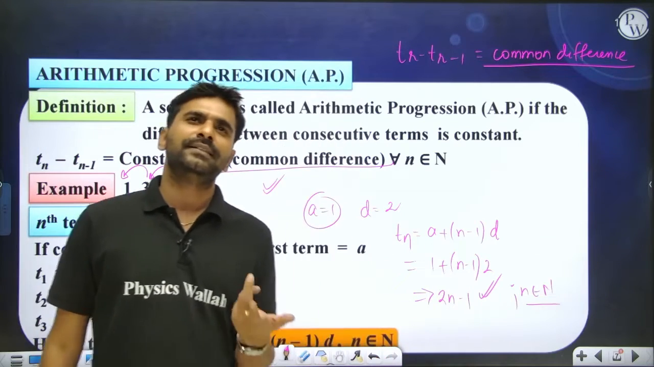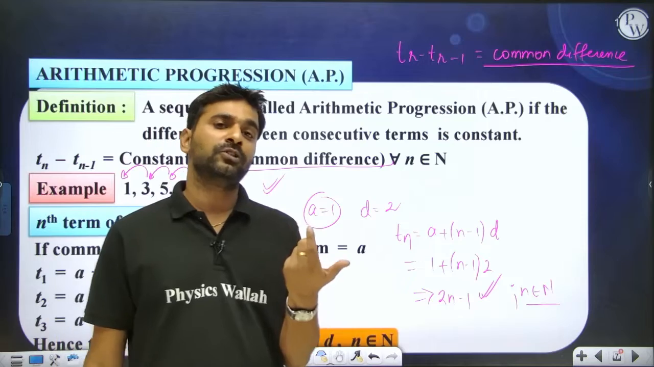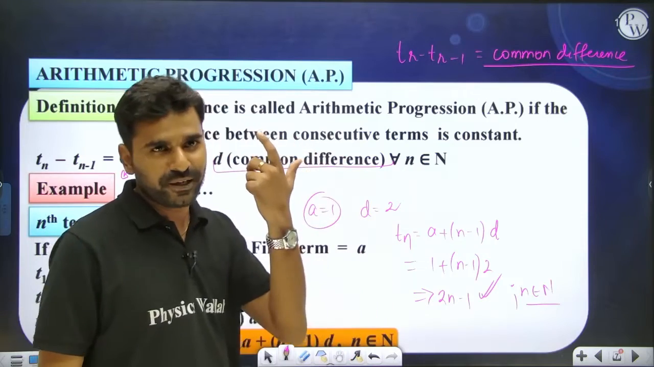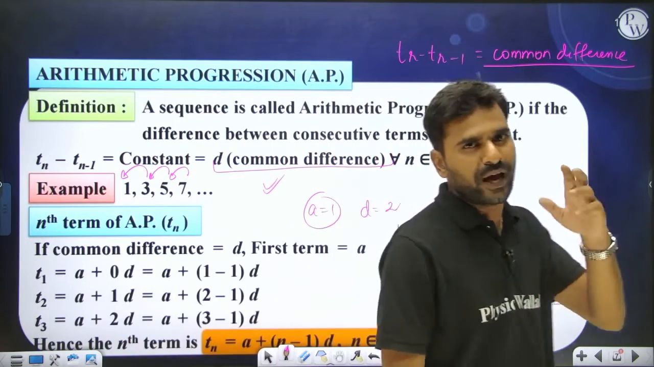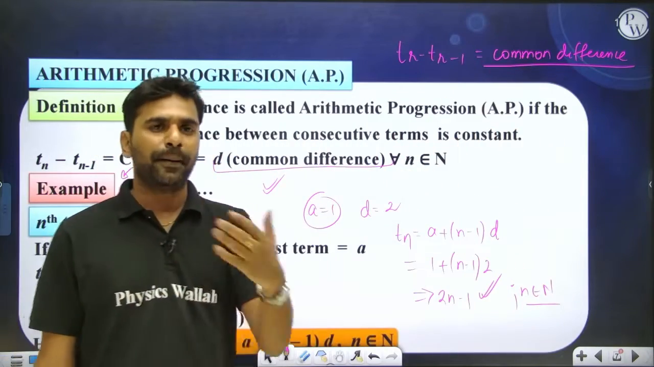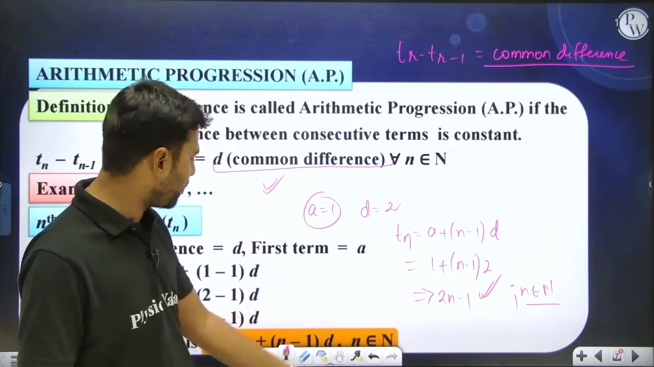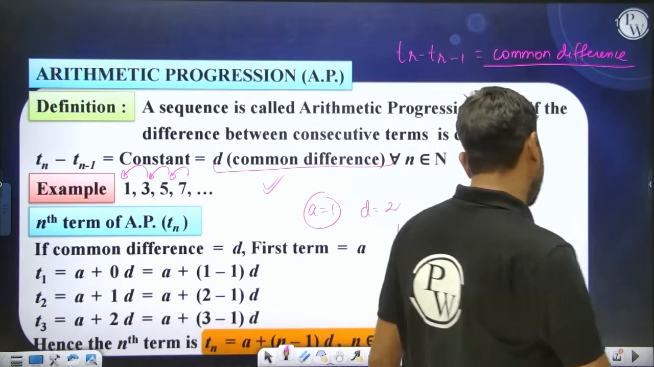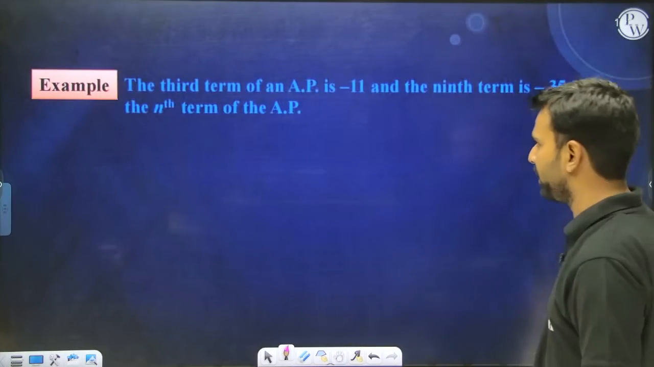It cannot be that you ask for the 6.5th term of the AP. This is never going to happen, right? Either the term will be the first one or the second one or the third one or the fourth one. That means n has to be a natural number. So over here the nth term will be coming out to be 2n minus 1. I hope you guys are clear with this particular thing.